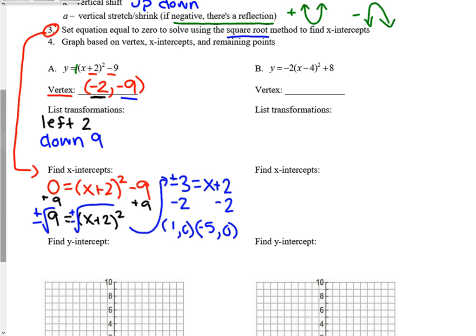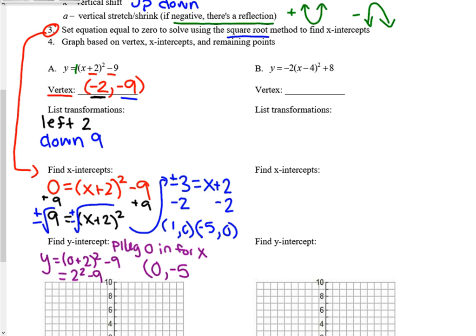To find your y-intercept, we always plug in 0 for x. So y equals (0 plus 2) squared minus 9. 0 plus 2 is 2, so I have 2 squared minus 9. 2 squared is 4, and 4 minus 9 is negative 5. So my y-intercept is negative 5. So I can use all this information to help me graph.